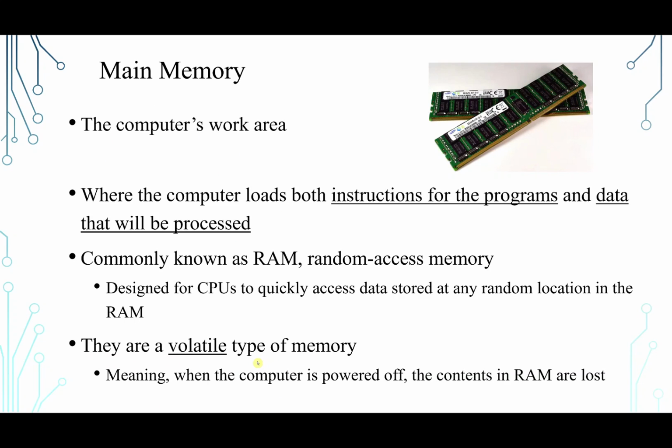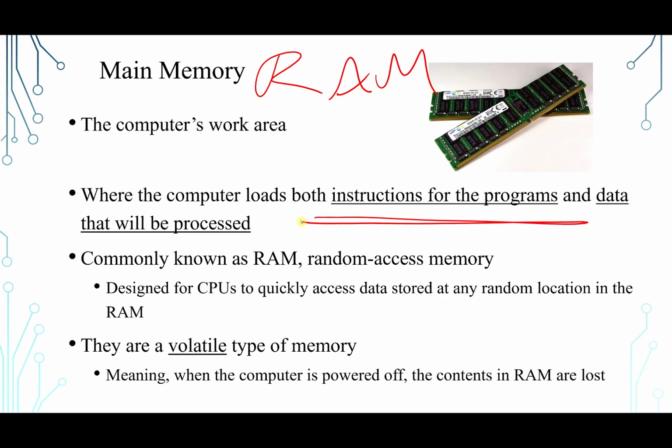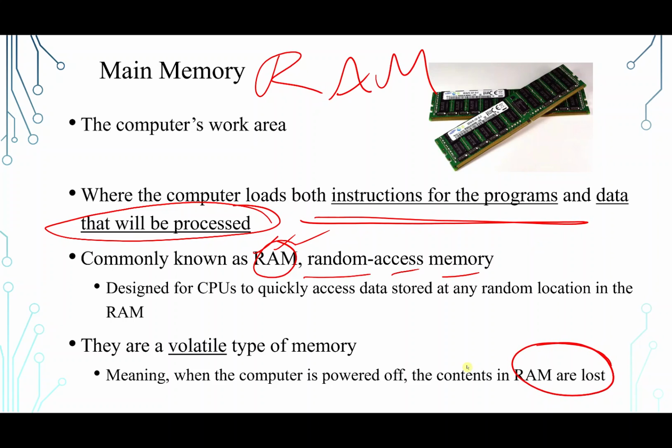When we talk about the main memory, we are talking about RAM. Always, main memory, RAM. It's the computer's work area, where the computer loads both the instructions of the program and the data that will be processed. Both the program itself and the data that program is using. RAM is random access memory, designed for CPUs to quickly access data stored at any random location in the RAM. It's a volatile type of memory, meaning whenever you power off or shut down the machine, the contents in the RAM are lost and you won't get them back.